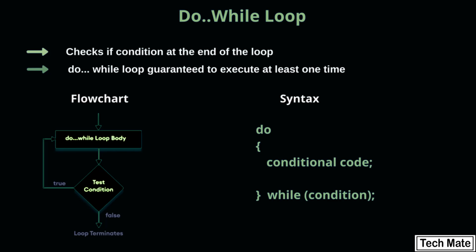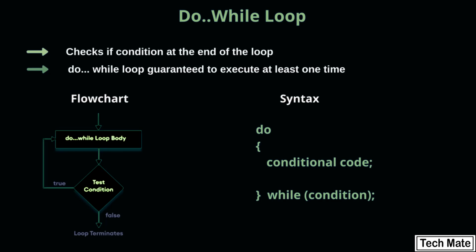So as you can see here, it's do, then the conditional code, and after the conditional code in the while you add the condition. And that must be terminated with a semicolon, that is mandatory. So here is the code block and then a condition. If false, it will get terminated. If true, it will keep on executing.